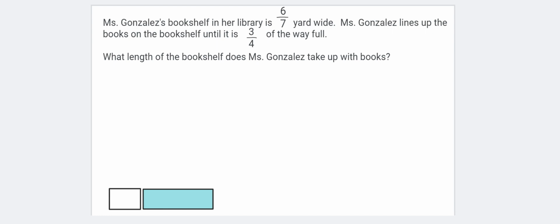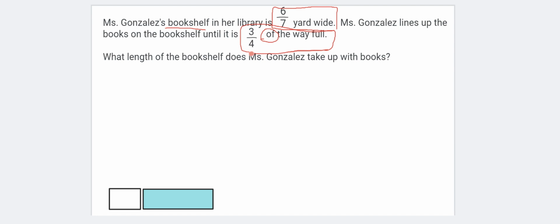Okay, so first off, I noticed this problem is about a bookshelf. And I also noticed that it gives me how wide it is. It is 6/7 yards wide. So that's not a whole yard. It's actually less than a yard wide because it's 6 out of 7. And she's lining up books on the bookshelf. So she's putting books on the bookshelf, except she doesn't fill it all the way. She fills it 3/4 of the way.